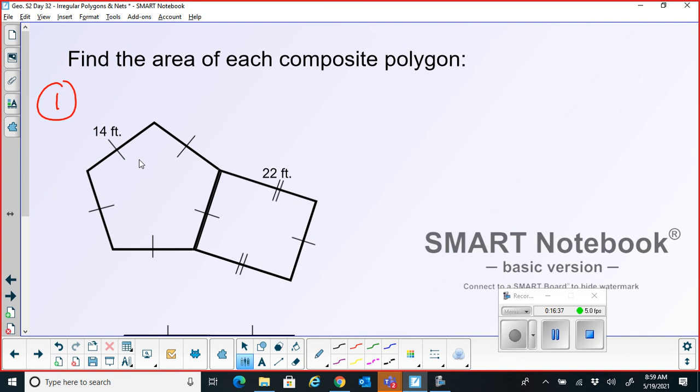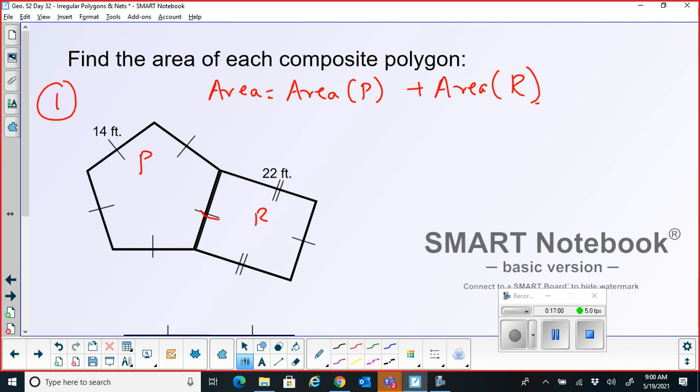This is a pentagon, so I'm just going to call it P, and this is our rectangle because these two sides are congruent and these two sides are congruent. So the area is the whole area they're asking, so we have to find the area of pentagon P plus the area of rectangle R.